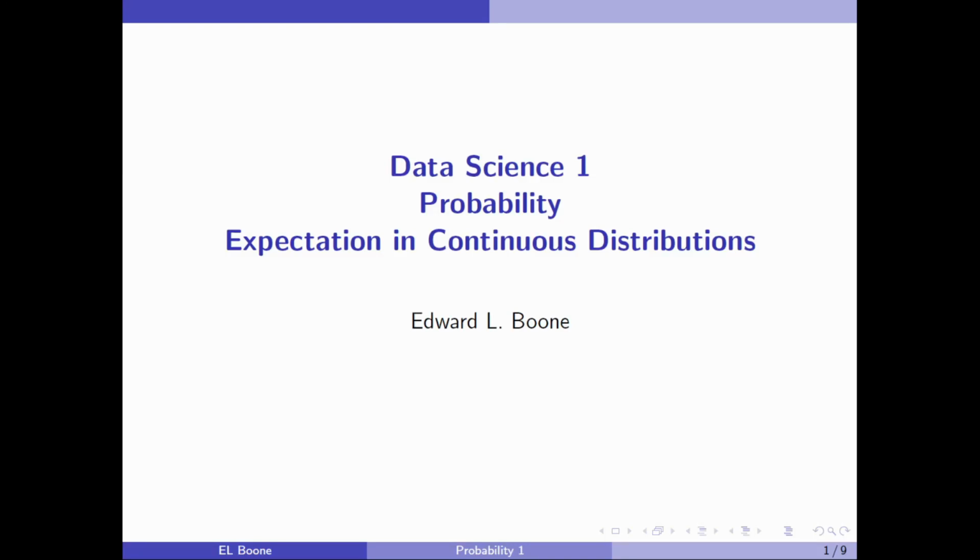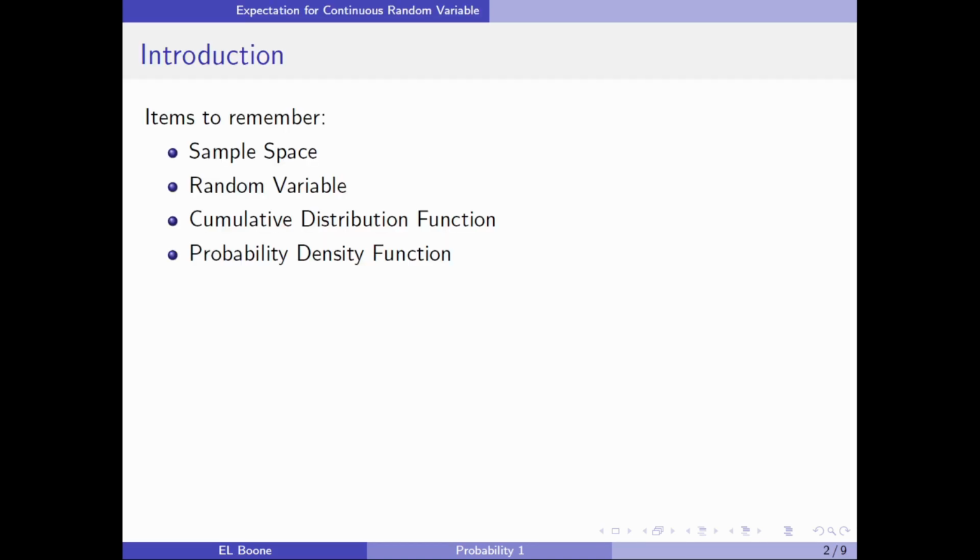Welcome to Data Science 1, Probability, Expectation, and Continuous Distributions. Things we're going to need to remember: sample space, random variable, cumulative distribution function, and the probability density function.